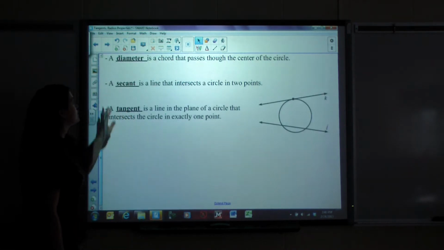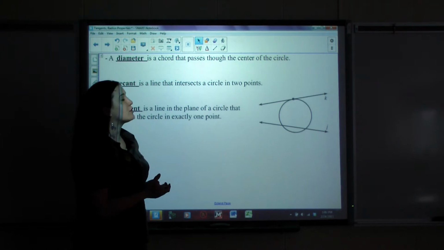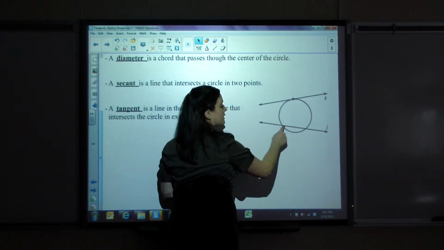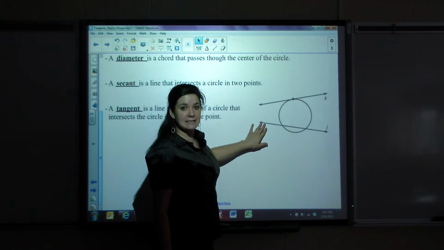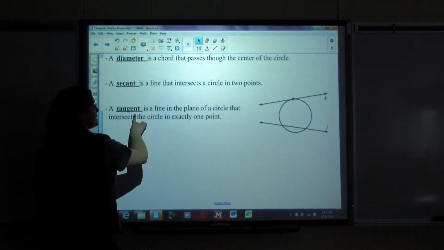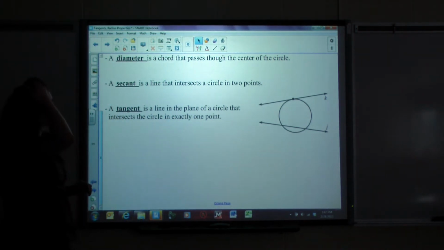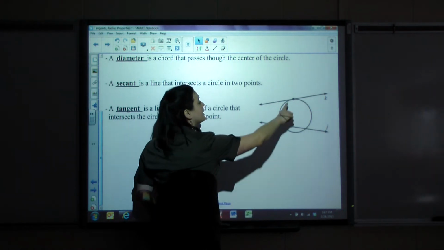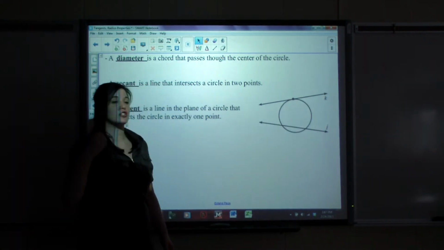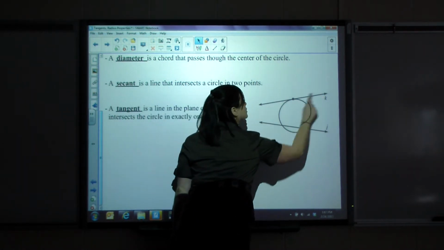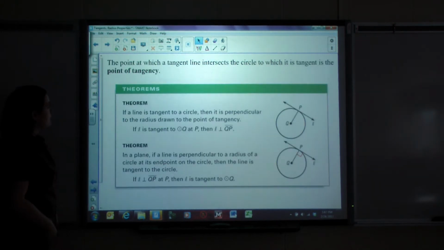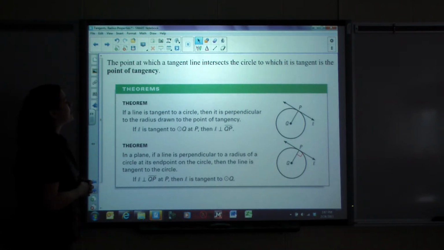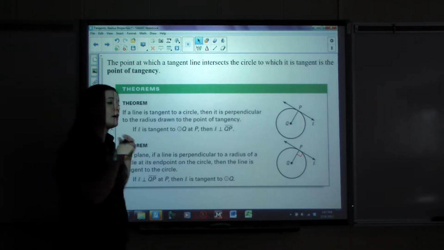All right, two more definitions here. First is a secant. A secant is a line that intersects the circle in 2 points. So it's got to intersect it twice. So notice line J goes through the circle at 2 points. So line J would be a secant line of the circle. Now a tangent is a line in the plane of a circle that intersects the circle at exactly 1 point. So if a line only intersects the circle at 1 point, which would be right here, this line K is a tangent. So secant goes through twice, tangent touches just once. The point at which a tangent line intersects the circle to which it is tangent is called the point of tangency. So that 1 point where it crosses.